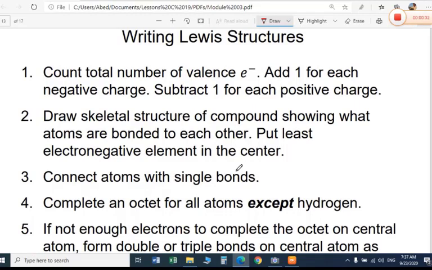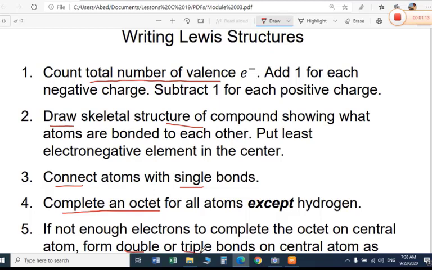Rule number 1 says make the total of valence electrons. This is how to make the total of valence electrons: by looking at the periodic table and making the total. Rule number 2 says draw or write the structure of the compound. Then number 3 says connect with single bonds. Rule number 4 says complete the octet. Rule number 5 says balance the electrons with double bonds and triple bonds.